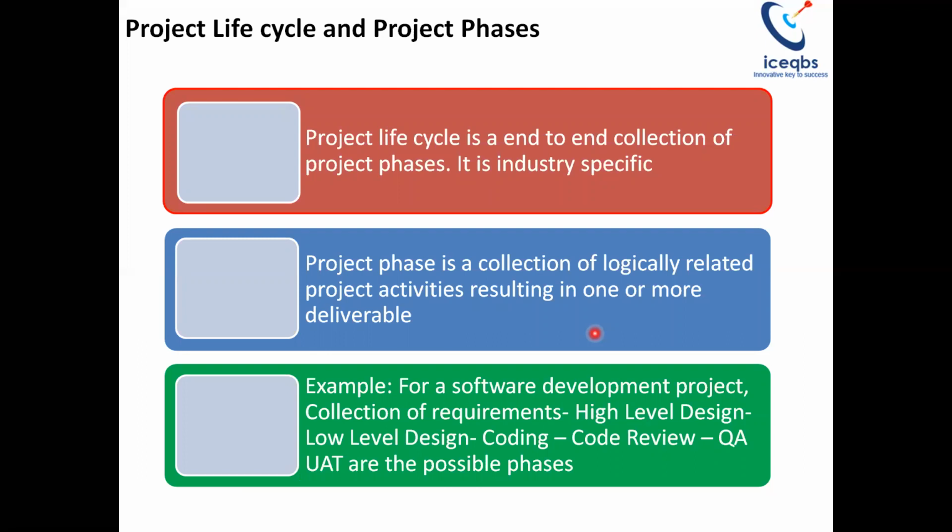Say, for example, we take a software development project. Here, the different phases can be the collection of requirements, high-level design, low-level design, coding, code review, QA, and UAT. These are all the possible phases. The end-to-end activities, right from the collection of requirements till the final UAT, we call a project life cycle. The individual phases like collection of requirements, high-level design, etc., we call project phases. Normally, a large project is divided into phases in order to have control over the project.